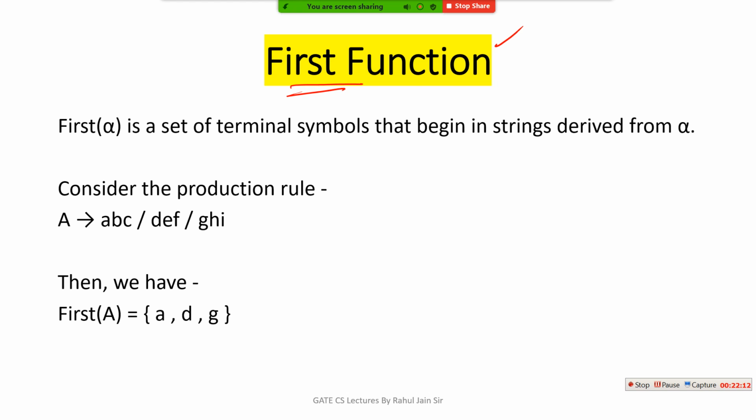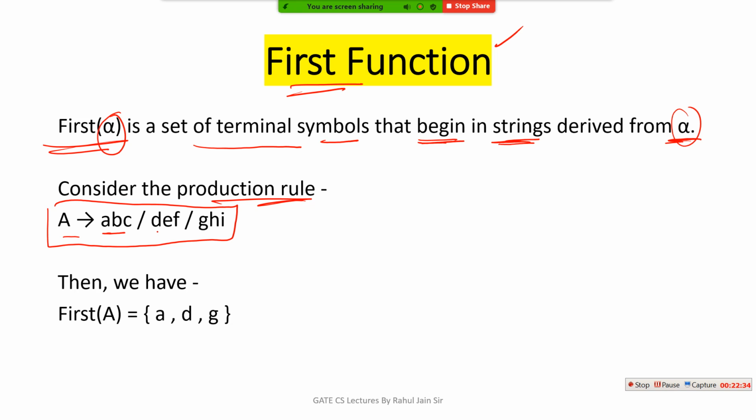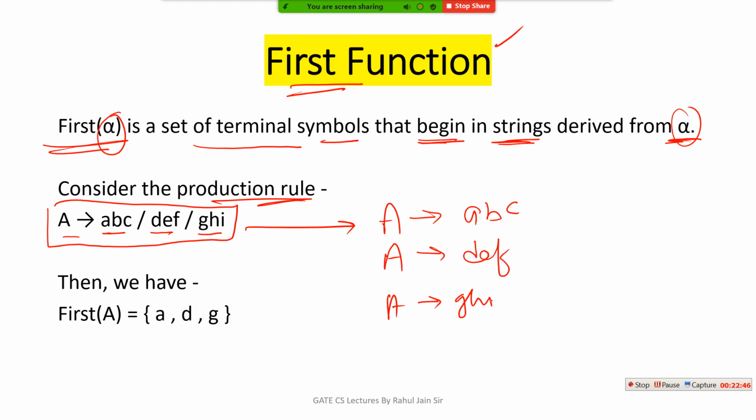So just focus here. First of A is the set of terminal symbols that begin a string derived from A. In terms of alpha, the first of alpha is the set of terminal symbols that begin the strings derived from alpha. Consider this production rule: A derives ABC or DEF or GHI. I can write it as A derives ABC, A derives DEF, and A derives GHI. This is the complete grammar according to this rule.